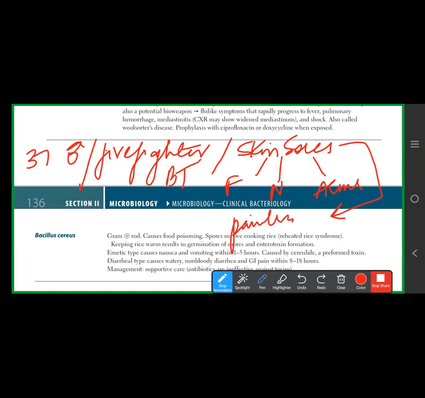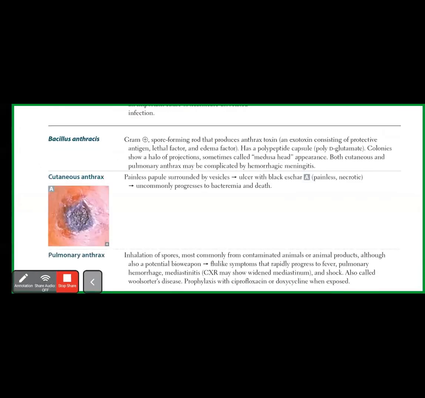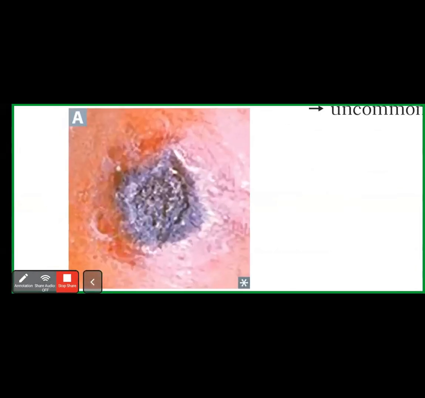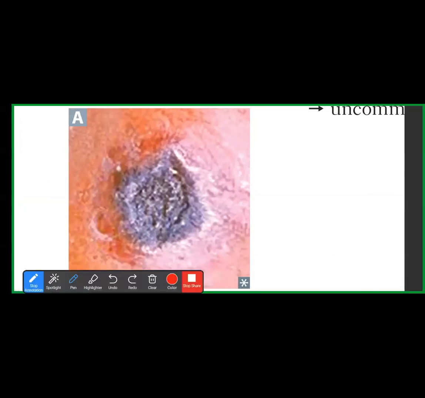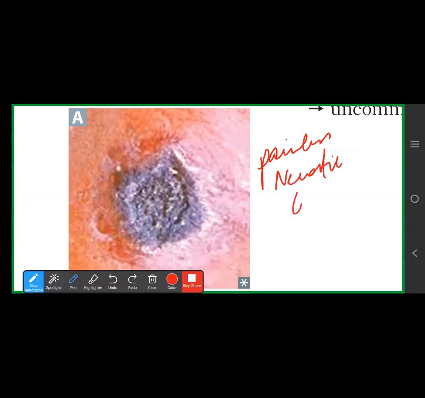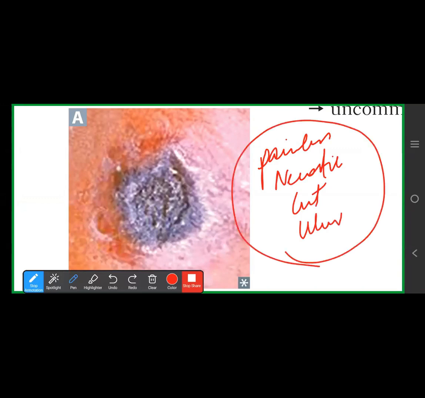Now they're giving you the image of the ulcer, and the skin sores are the only thing they're giving after the bioterrorism attack. The image is showing you this kind of presentation. So first, what you have to understand is that this patient has anthrax, based on the finding of a painless, necrotic, cutaneous ulcer. With that finding alone, we can conclude the patient has anthrax.